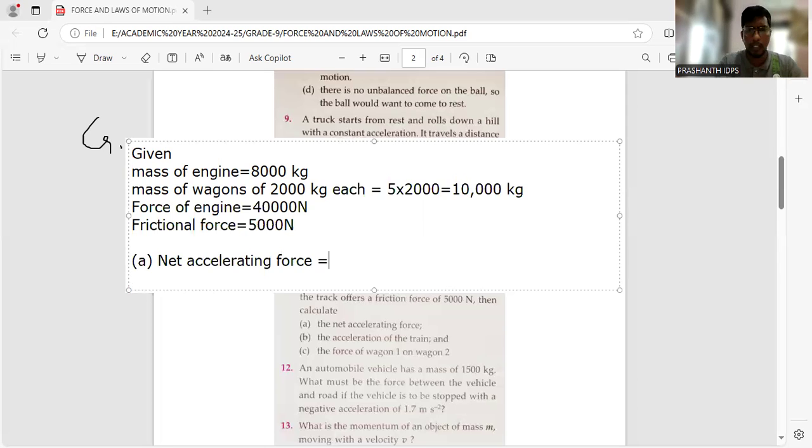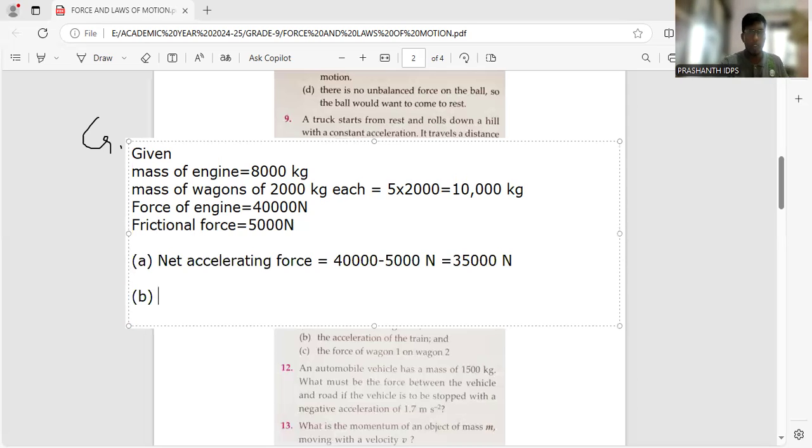What will be the net accelerating force? See, the train is going in the forward direction and friction acts in the opposite direction. So what will be the total net force? It will be 40,000 minus 5,000 newtons, which is equal to 35,000 newtons. Why am I subtracting 5,000? Because friction always acts opposite to the direction of the motion of the body. So the first answer will be 35,000 newtons.